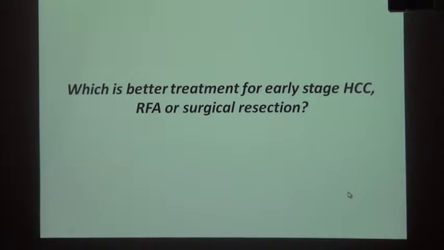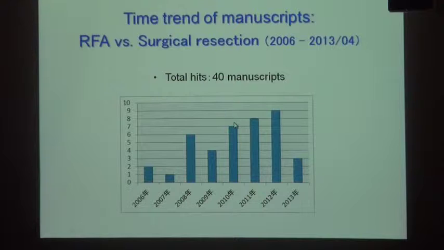So, which is the better treatment for early stage HCC, RFA or surgical resection? This is a very hot topic. This slide shows the time trend of manuscripts. A total of 40 manuscripts comparing the survival between RFA and surgical resection could be found after 2006.